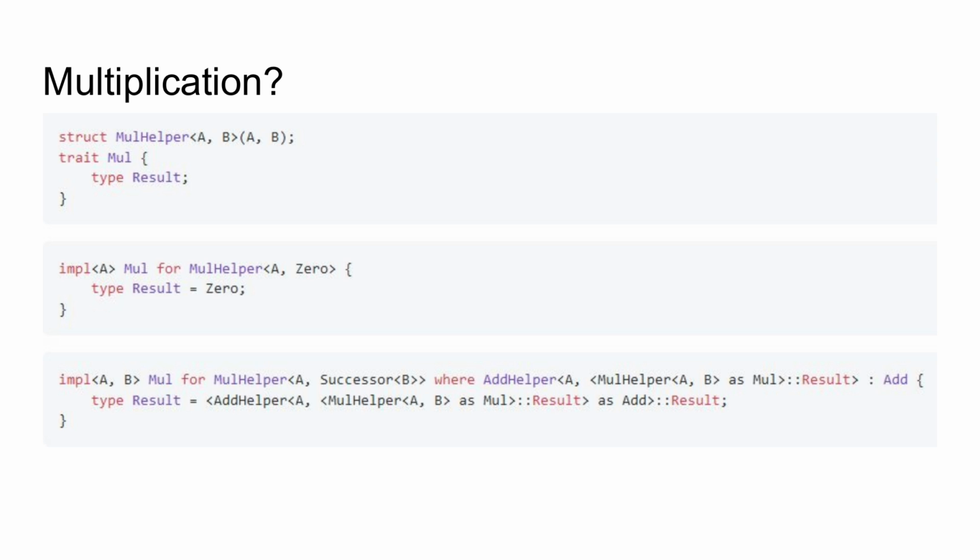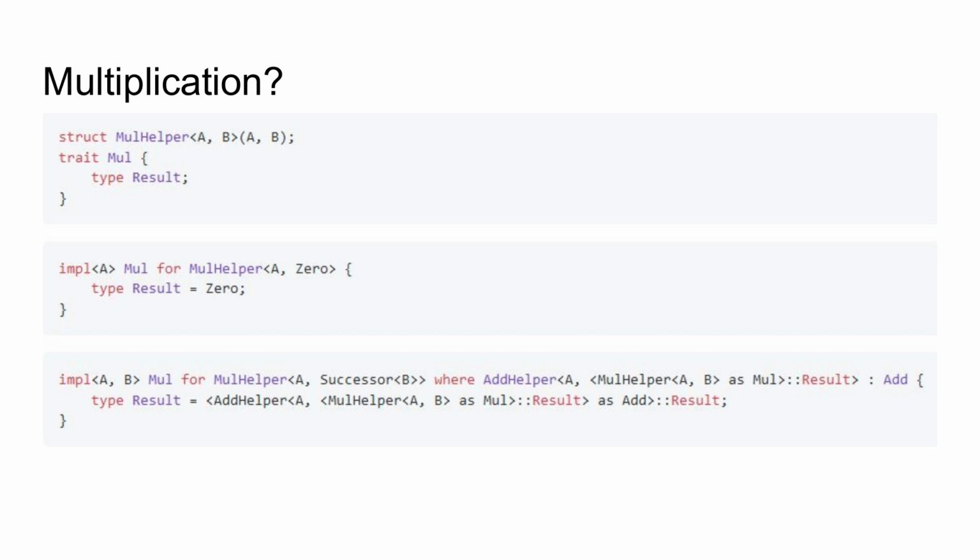So what about multiplication? It should just be the exact same thing, right? We define the mult helper struct, which is just there to represent an actual multiplication operation, and a mul trait, which associates the output of the operation with the original mul helper. We just define it for the base case as a 0 case, and then we define it for the inductive case.